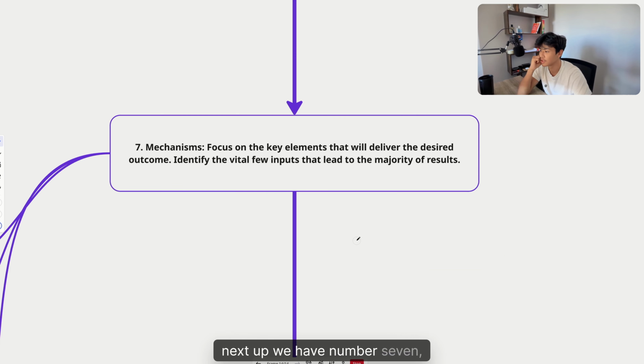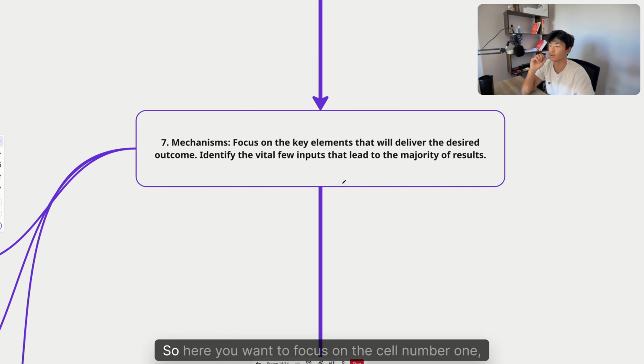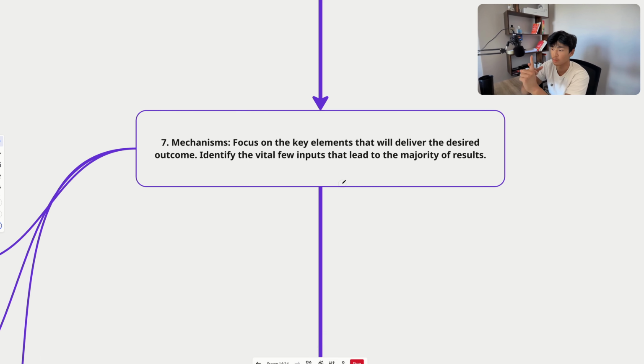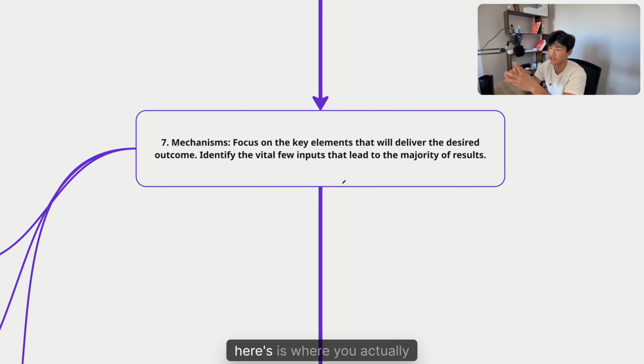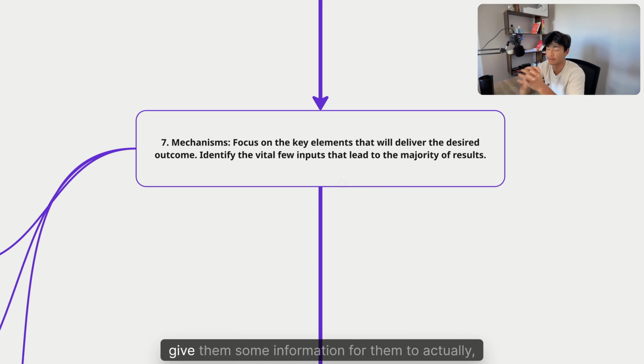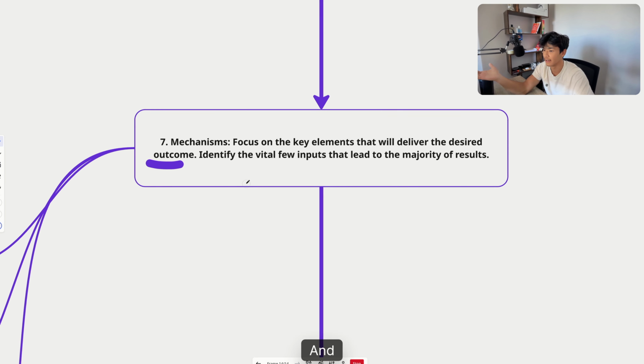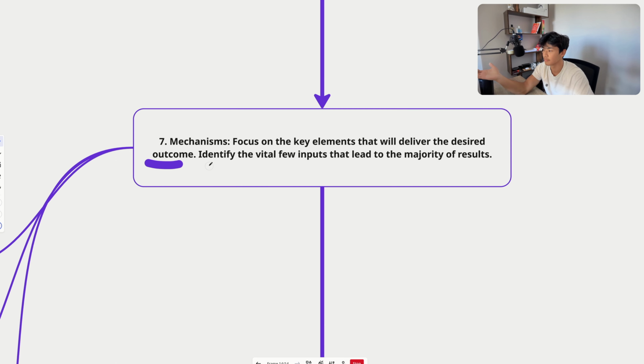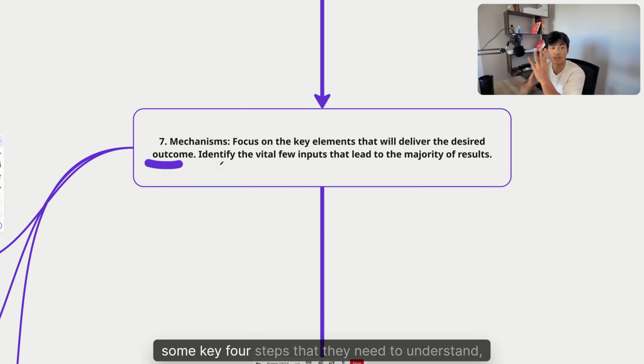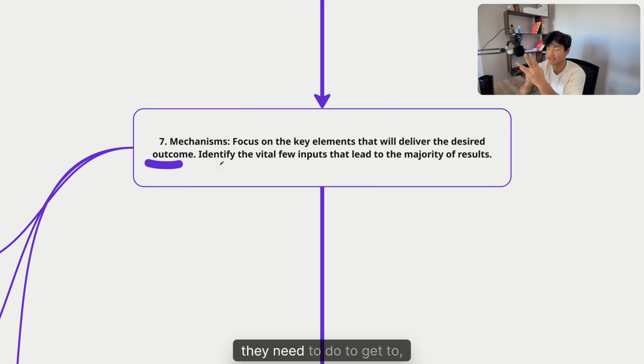Next up, we have number 7, which is going to be the mechanism. So here you want to focus on the sale number 1, which is the mechanism. So here is where you actually drop the sauce, and where you give them some information for them to actually get to the desired outcome. And if you are struggling with this, just think about some key 4 steps that they need to understand, they need to do to get to whatever goal they have.